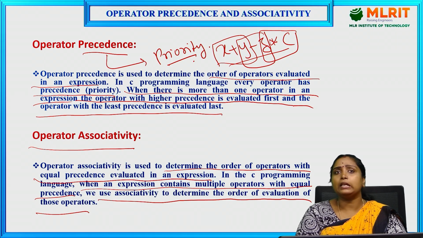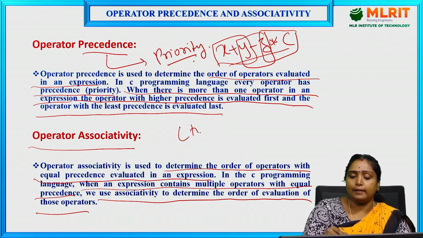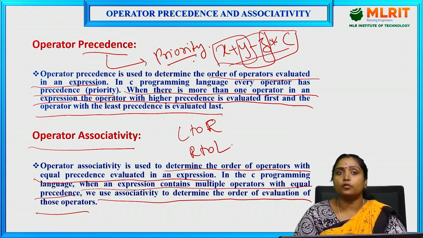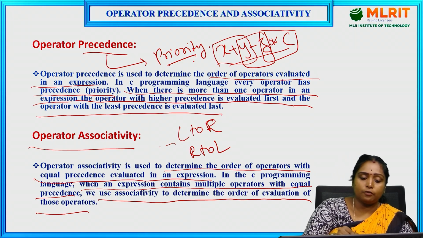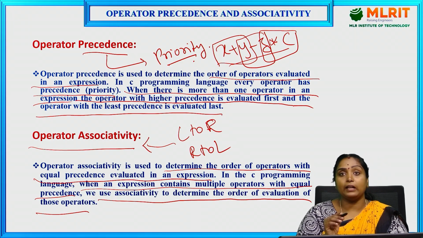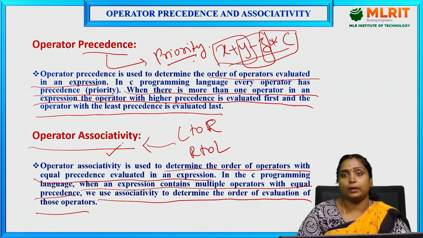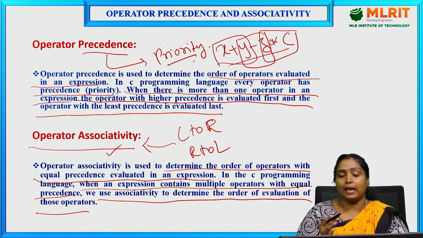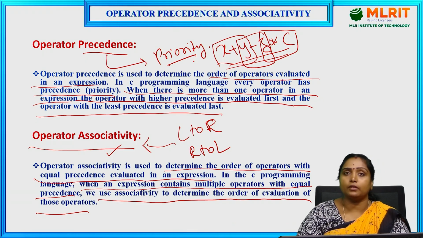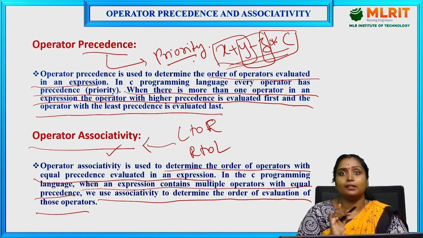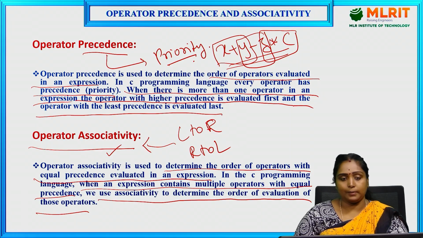Associativity will tell you whether you have to evaluate from left to right, or from right to left. So from which side to which side you have to evaluate, that would be done by associativity. When two operators of equal priority come in the same expression, then we will use associativity. When more than one operator is there, we will use operator precedence in order to evaluate those expressions.